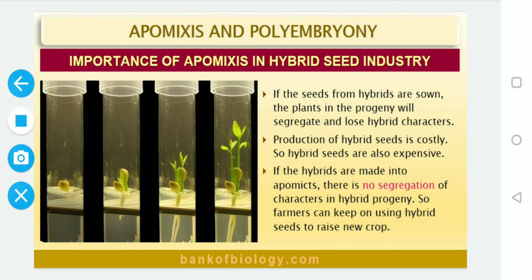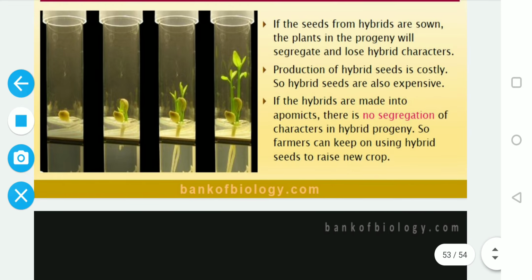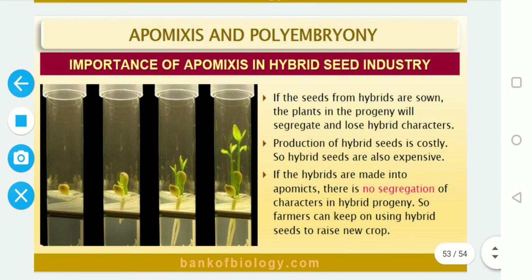If the hybrids are made into apomictics, there is no segregation of the characters in the hybrid progeny, so farmers can keep on using hybrid seeds to raise new crops. If there is no segregation, they can retain the same character. If there is segregation, what will happen? The desired characters will not arise in the next generation. Got it? That's why nowadays hybrid seeds are very costly.